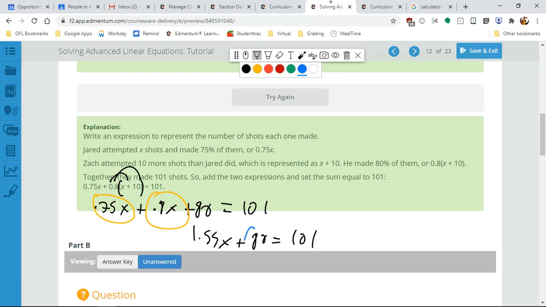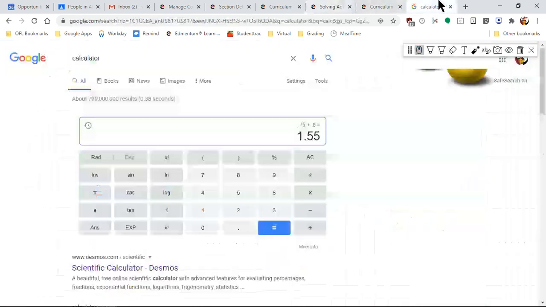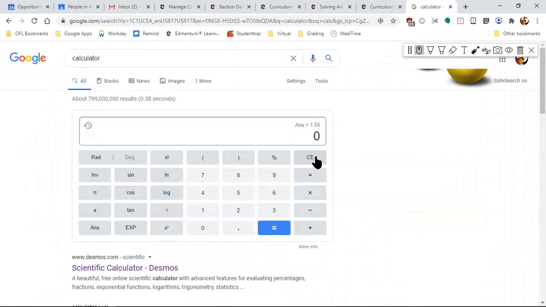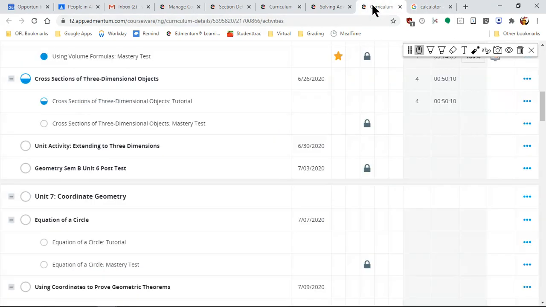I want to put all of my constants, again, numbers that don't have a letter are constants, on one side. We're going to move those over. 80, 80. So this should be 1.55x equals 100 minus 80 is 20, and then we have that extra 1. So now I just have to divide this out. Grab my calculator. 21 divided by 1.55. Getting about 13 shots.